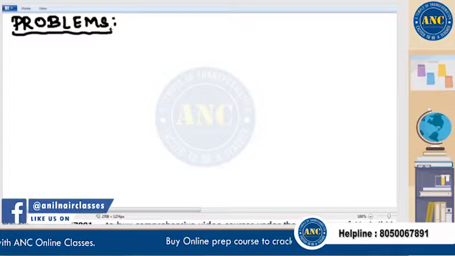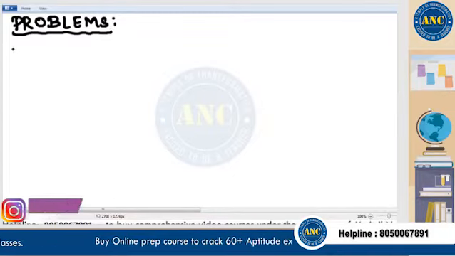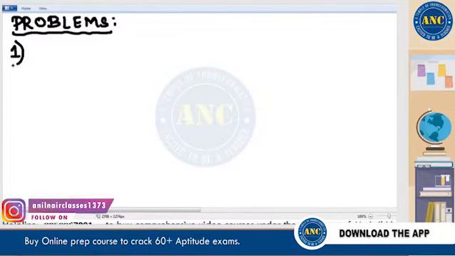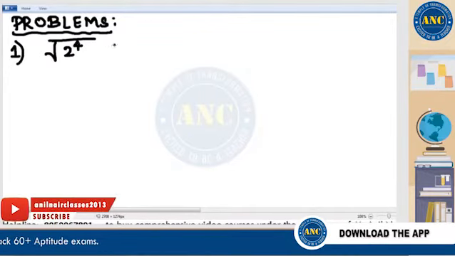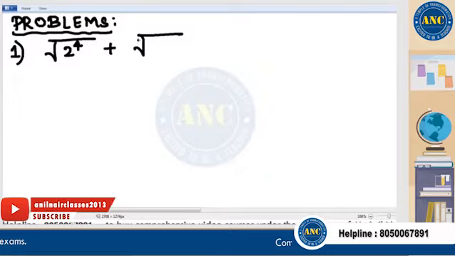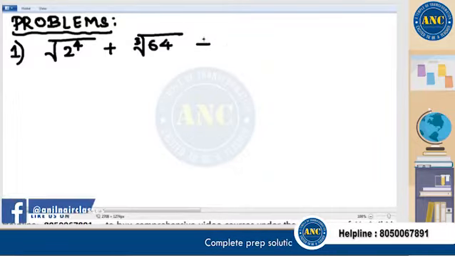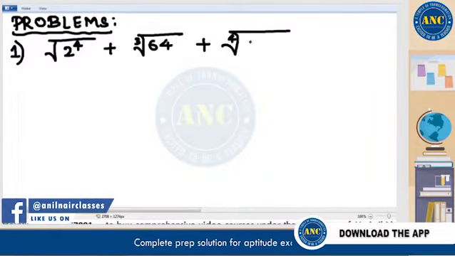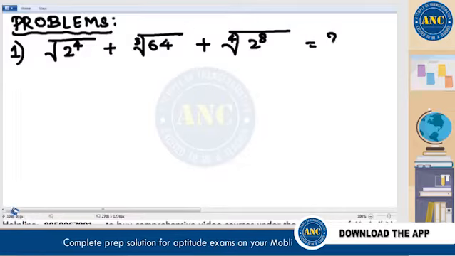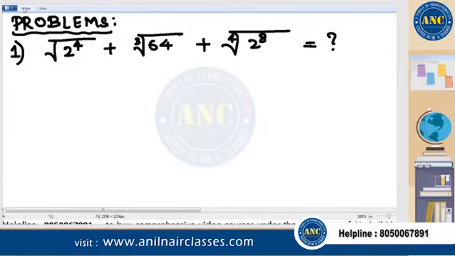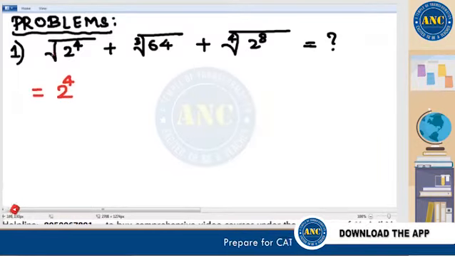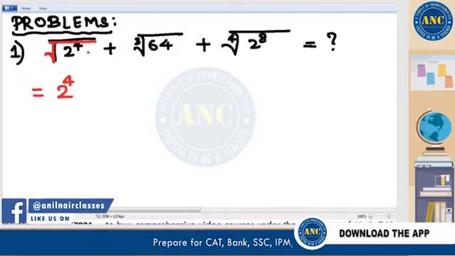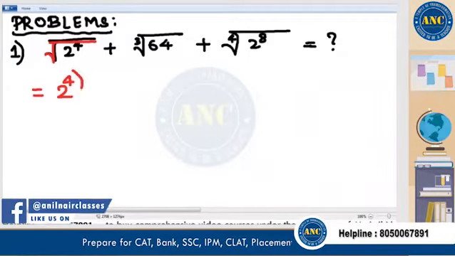Listen carefully, sir. We will start with some easy basic questions on surds and indices. First question: square root of 2 power 4, plus cube root of 64, plus fourth root of 2 power 8. I need to get this value. Find the value of this particular surd. Now, this can also be written as (2 power 4), I will write it as it is. Square root is nothing but power 1 by 2.